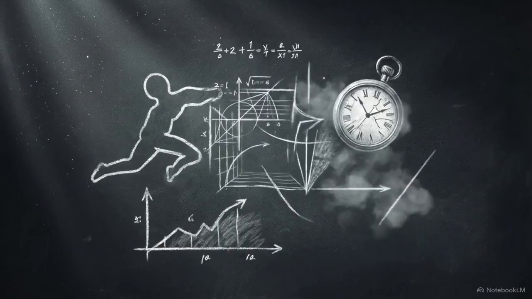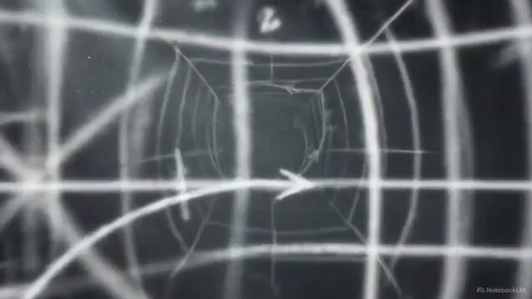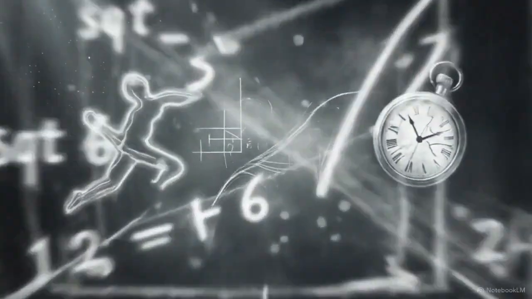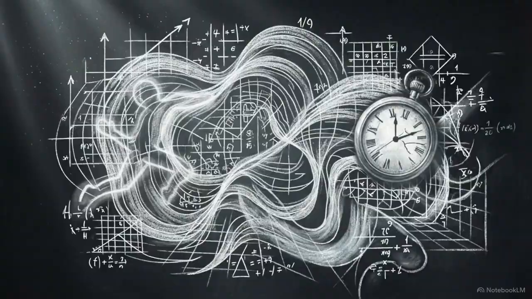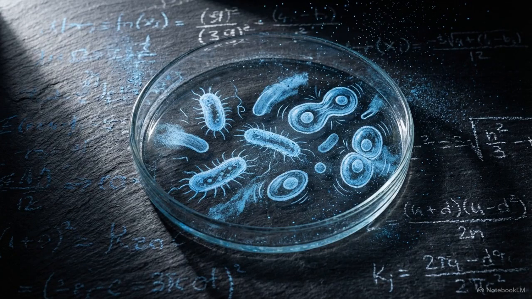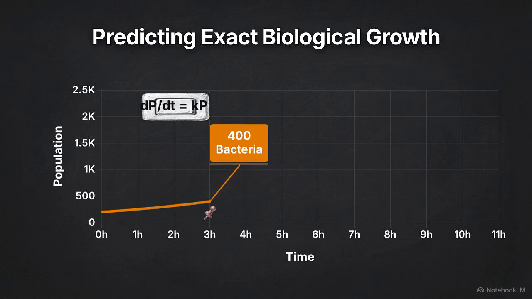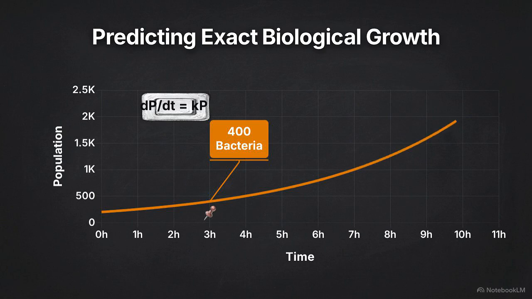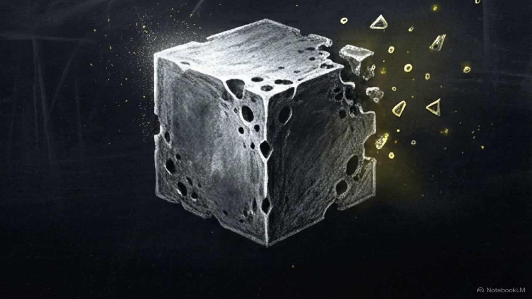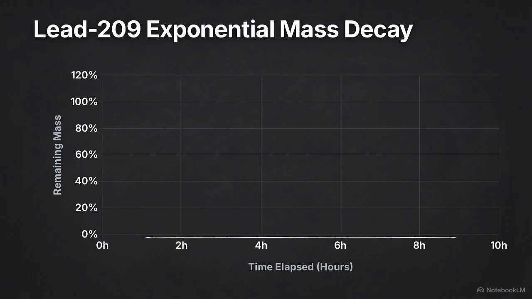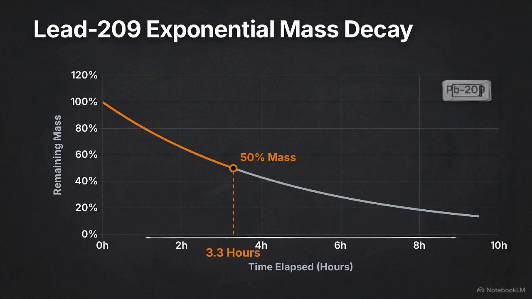This equation is more versatile than just a tool for forensic detectives. If we swap the temperature variables, the same mathematical logic holds up. In biology, we use this model for exponential growth. By tracking population instead of heat, the equation dP/dt equals kP can predict exactly when a culture of 400 bacteria will grow into a colony of 2,000. In physics, we use it for exponential decay. It allows us to calculate the 3.3-hour half-life of a radioactive isotope like lead-209 as it sheds mass over time.